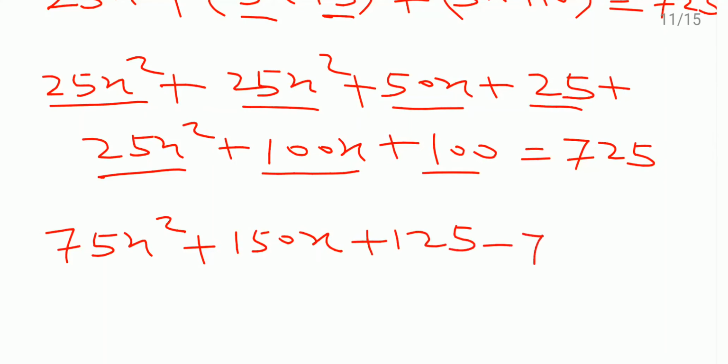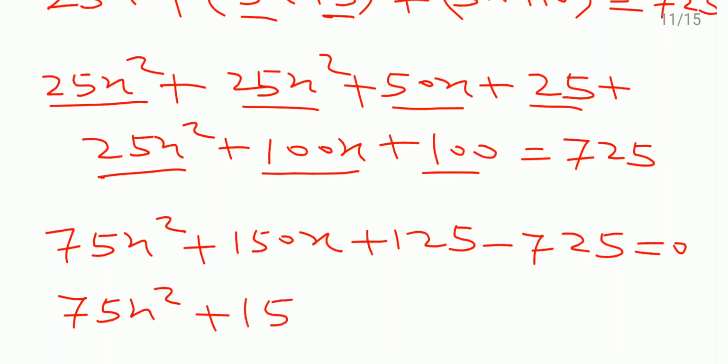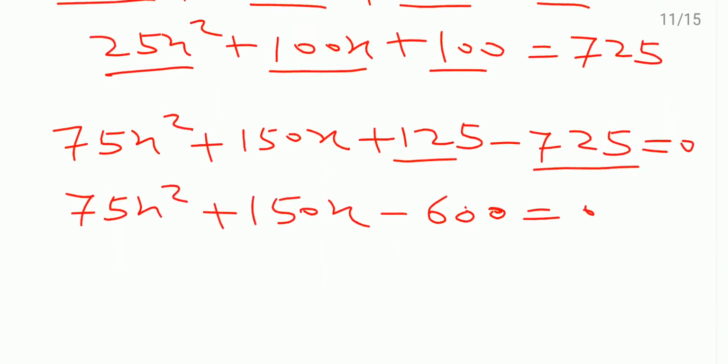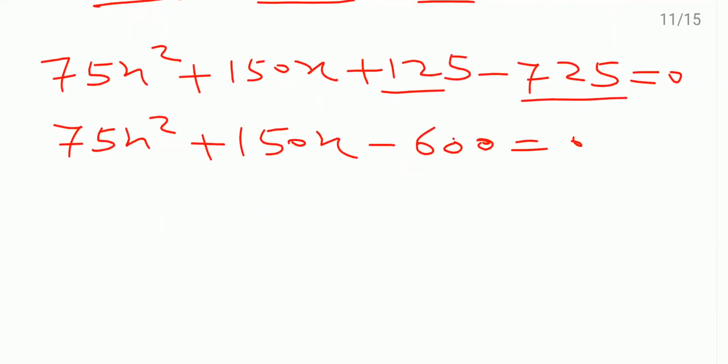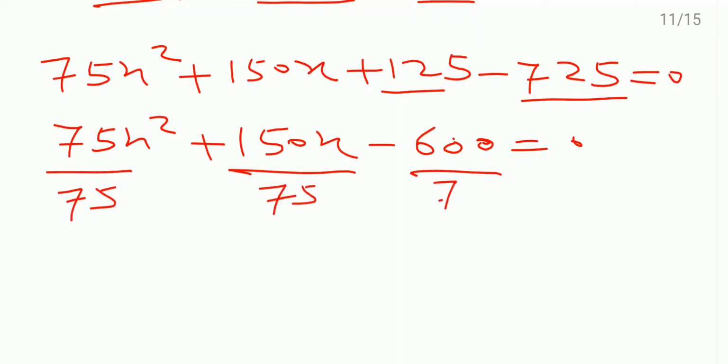This 725, I'll bring it here. So minus 725, which is equal to 0. 75x square plus 150x minus 600. See, subtraction of this one is 600, which is equal to 0. Now if you divide the whole equation by 75, the equation will become a little smaller and it is easier for us. Correct. So if I divide the whole equation by 75, 0 also.